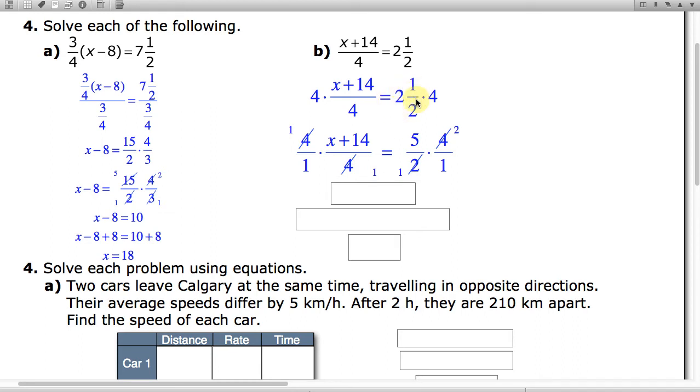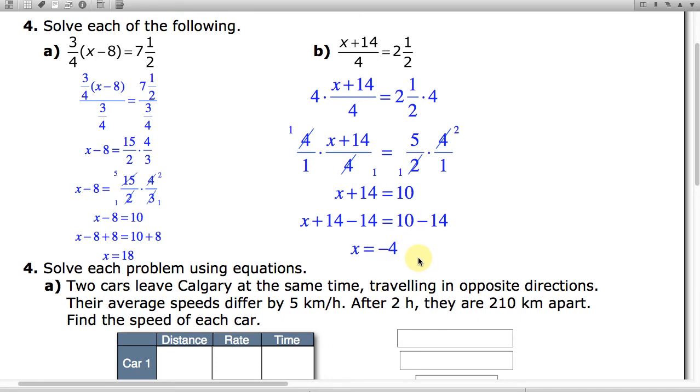But with this, you have to change the 2.5 into improper fractions, 5/2, and the 4 can just be written as 4 over 1. You can see there's a factor of 2 that divides out top and bottom here. 4 divided by 2 is 2, 2 divided by 2 is 1. And so what you're left with is, on the left-hand side, x plus 14, and on the right-hand side, 5 times 2 is 10, and that's it. Now you just have to subtract 14 from both sides, and you get x equals -4 as your solution.